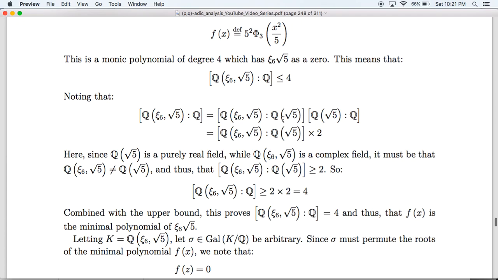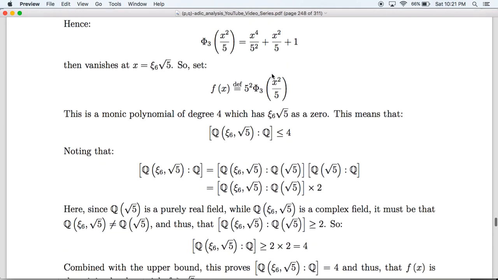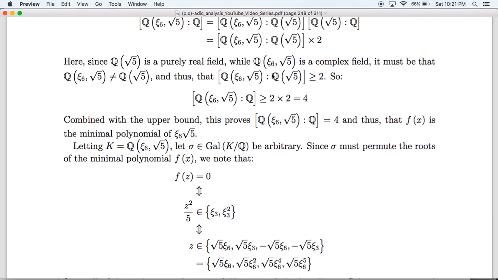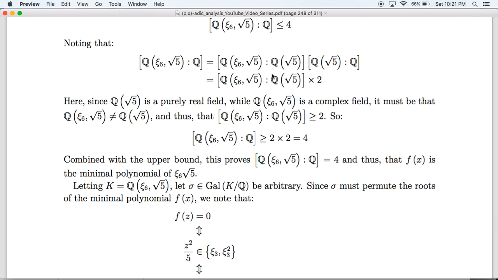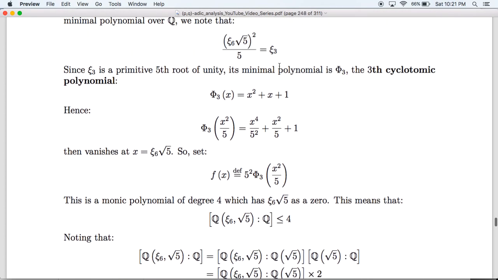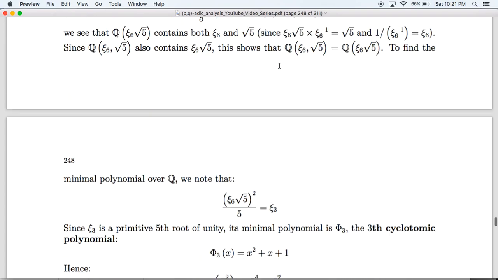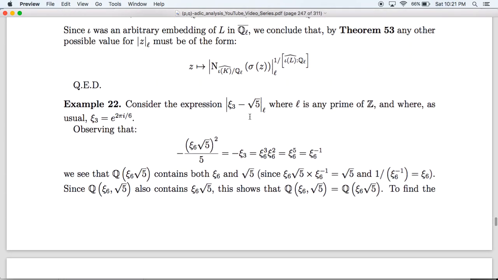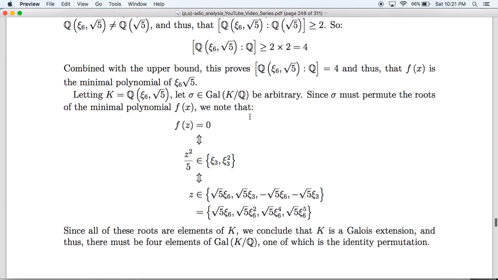And so that proves this is of degree 4 and that this is the minimal polynomial. So now we're going to compute the Galois group. The strategy here is, now that we found the minimal polynomial, once we've computed the Galois group, we can then use familiarity and unfamiliarity to compute this absolute value for a variety of different primes.